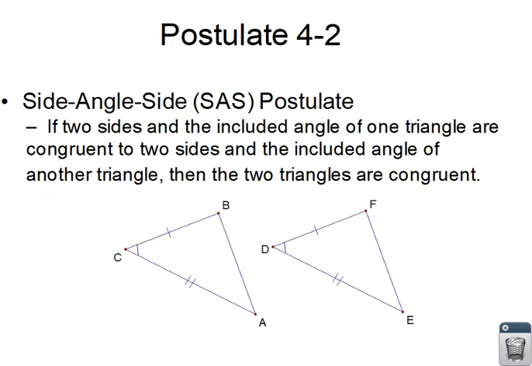Alright, the next postulate in the series is side angle side. So you can kind of tell what the triangles are going to have in common with each other right now. It says if two sides and the included angle of one triangle are congruent to two sides and the included angle of another triangle, then the two triangles are congruent. So it has to go in order: a side, an angle, and a side.